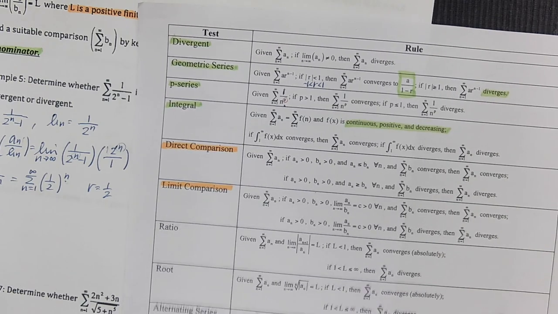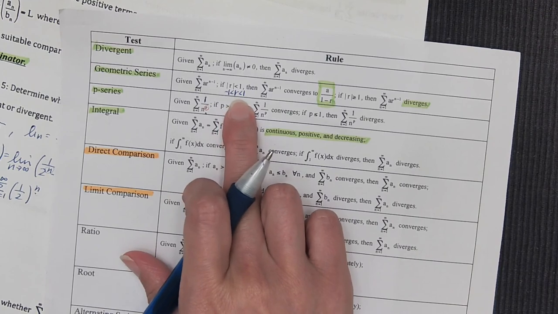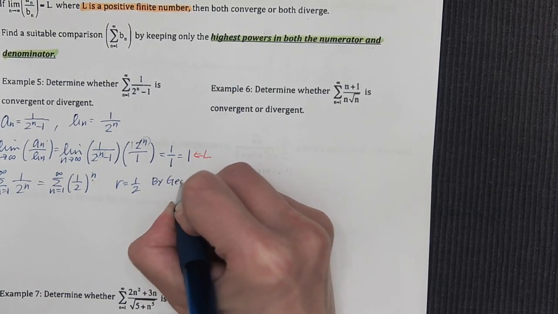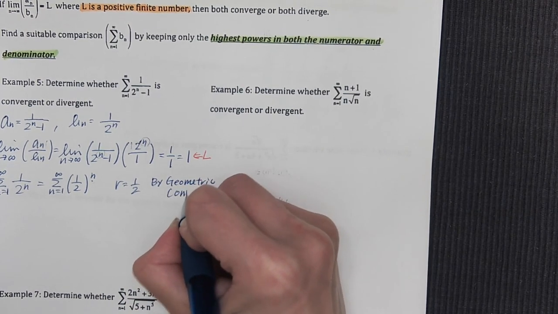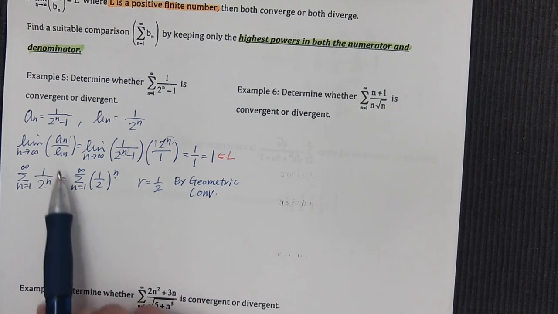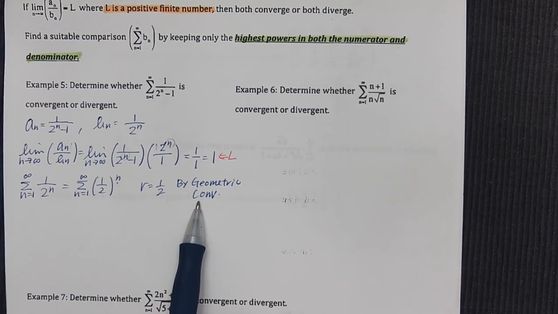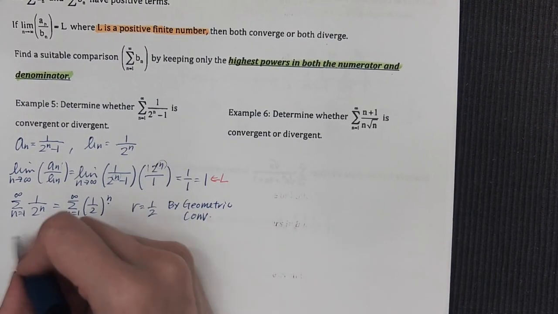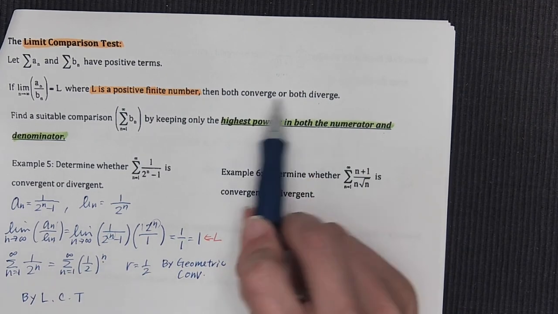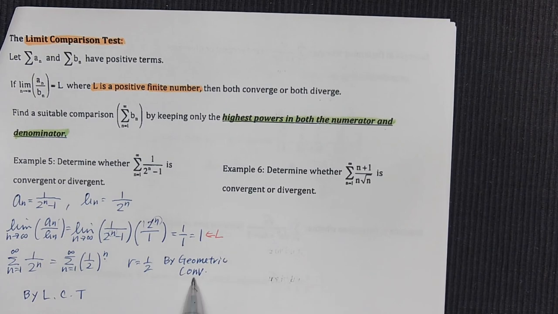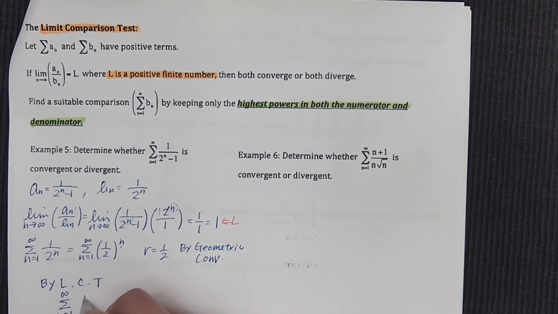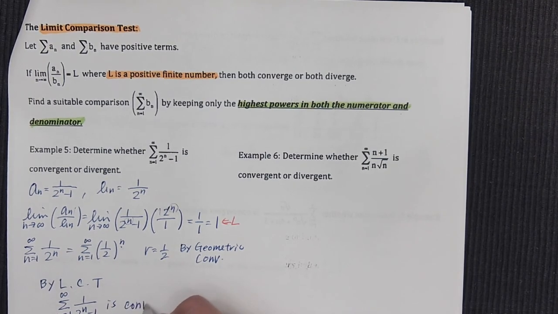What does the geometric series say if r is between negative 1 and 1? Convergent. So by geometric series, it's convergent. This is how to find the b_n part. We got that it's convergent. So now the final answer: by the limit comparison test, both are convergent or both are divergent. So if one is convergent, the other one has to be convergent. So the original one, the summation from n equals 1 to infinity of 1 over 2^n minus 1, is also convergent.